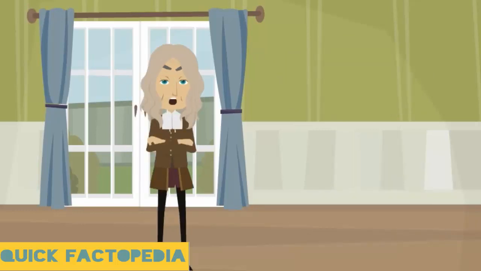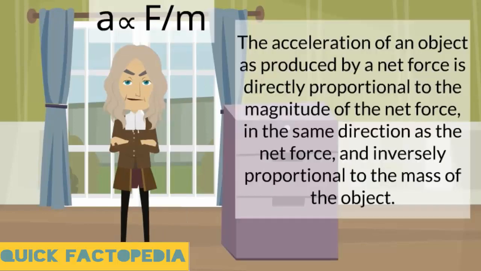Thus, Newton's second law of motion is stated as: the acceleration of an object, as produced by a net force, is directly proportional to the magnitude of the net force, in the same direction as the net force, and inversely proportional to the mass of the object.